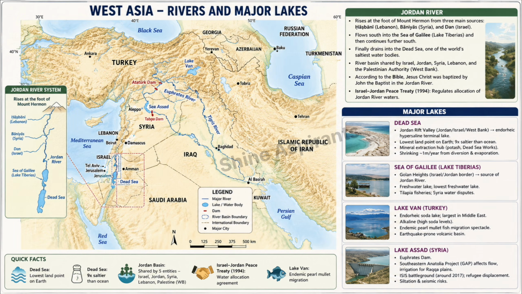Sea of Galilee, Lake Tiberias. Golan Heights, Israel and Jordan border. Jordan River source, freshwater. Lowest freshwater lake on earth. Tilapia fisheries. Syria water disputes.